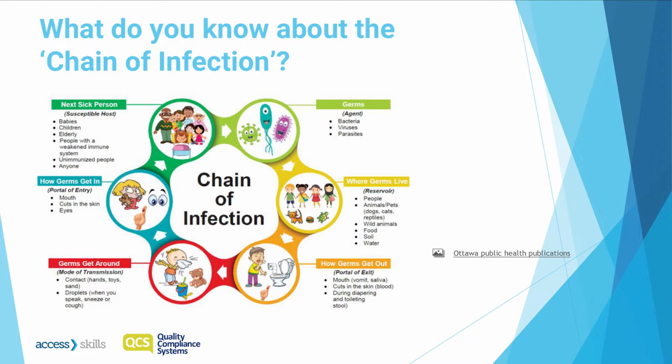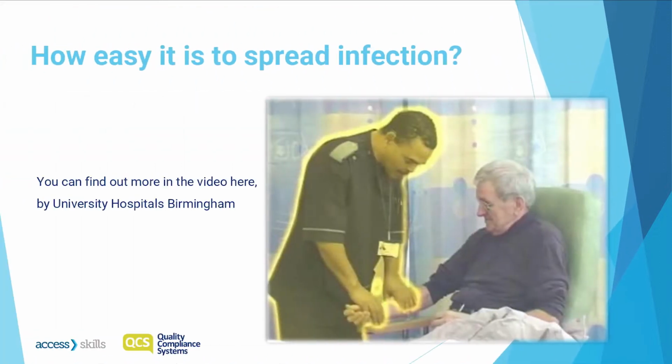So these can be babies, children, elderly, people with a vulnerable or weakened immune system, and basically anyone. But we all know there is a certain risk group, vulnerable people, and those are the ones at the top of that list. With COVID, babies and children are not thought to be as at risk as other people. Please watch this short video that shows you how easy it is to transfer infections.